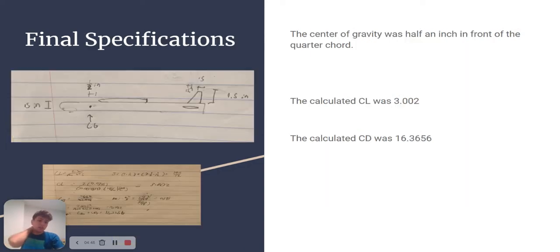So, the final specifications, as we see: the center of gravity is half an inch from the chord, and the calculated CL, as shown in the math, using the formula CL equals 2W over rho V squared S, is 3.002, with the final calculated CD being 16.3656 using the equation that was given to us. And you can see all the work in the bottom left corner.